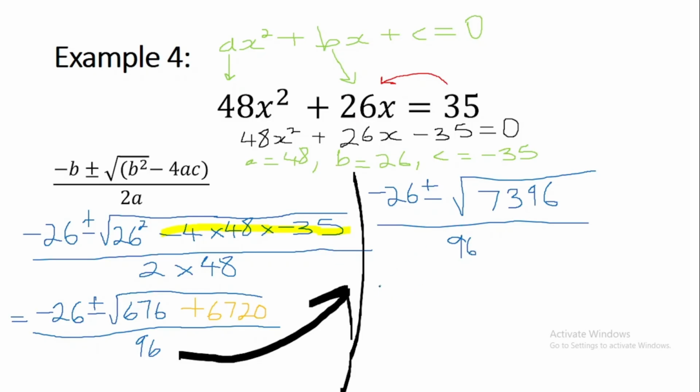Alright, so we'll continue. So the square root of that is going to be equal to 86. So we're going to have negative 26 plus or minus the square root of 7,396, which is 86. So plus or minus 86 all over 96. So now we're going to work to find our two values of x.